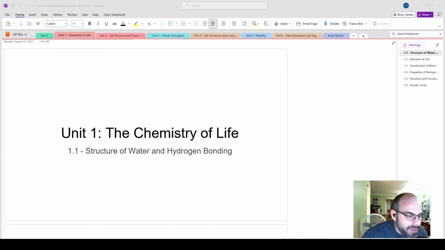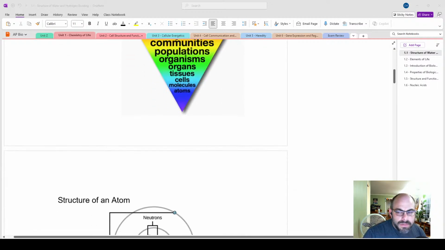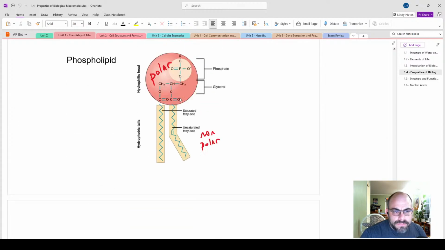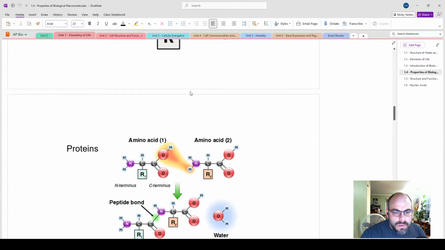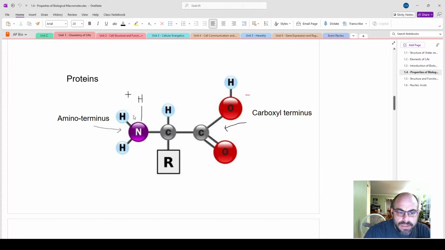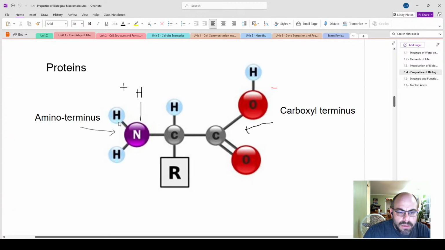What is the charge of the N terminal and C terminal? That's a perfect question. Let's go look at that. All right. Okay, so good question. So here's an amino acid. And so amino terminus is the same as N terminus, right? And so we could just write that and that'd be the same. And carboxyl terminus is the same as C terminus.